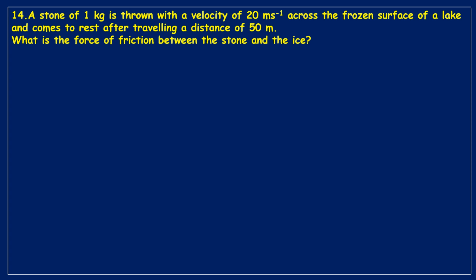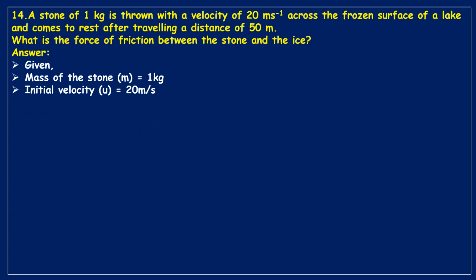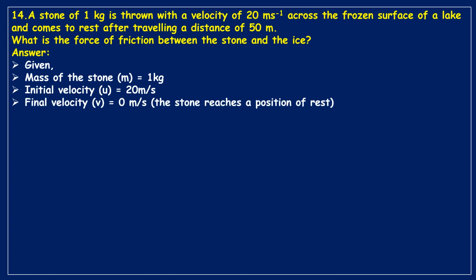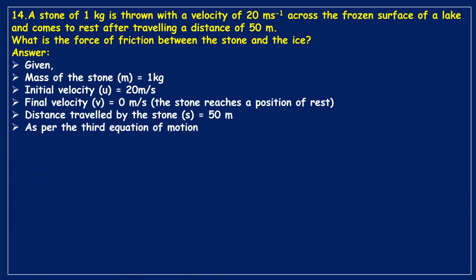Right? Now let's see the data. Given data: mass of the stone is given as 1 kg. Initial velocity u is given as 20 meters per second. Final velocity v is 0 meters per second since it comes to rest. Distance traveled by the stone, s, equals 50 meters. As per the third equation of motion, v square equals u square plus 2as.